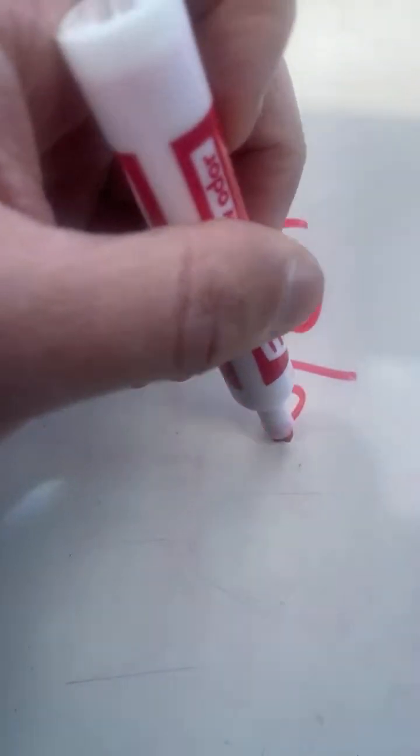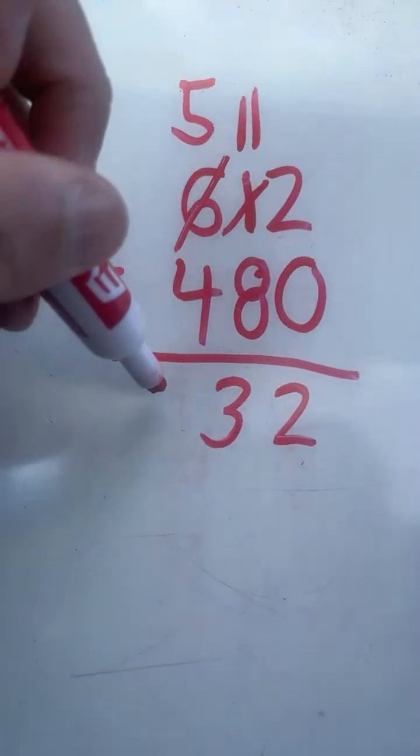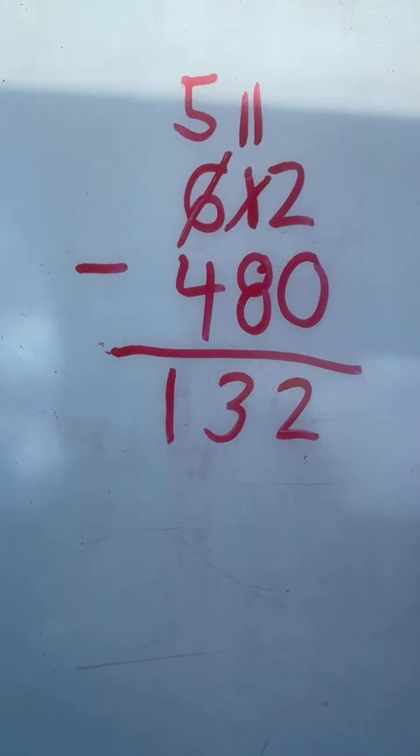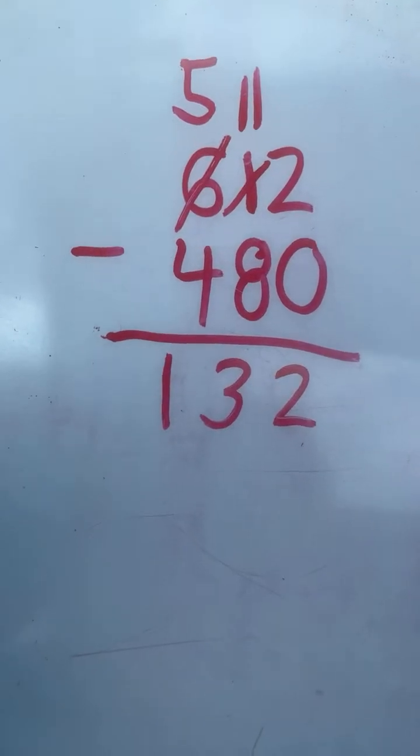Two minus 0 equals 2. 11 minus 8 equals 3. 5 minus 4 equals 1. And we have our final answer. 612 minus 480 equals 132.